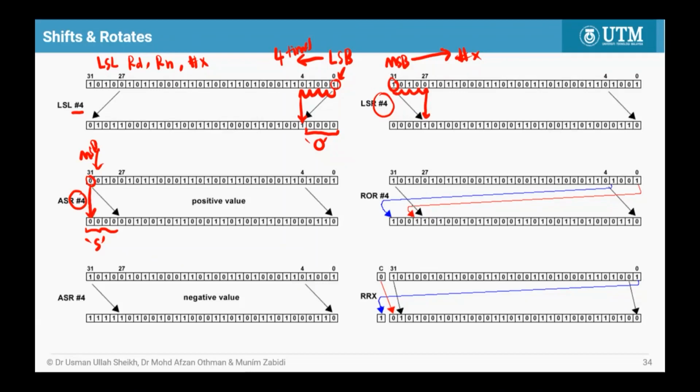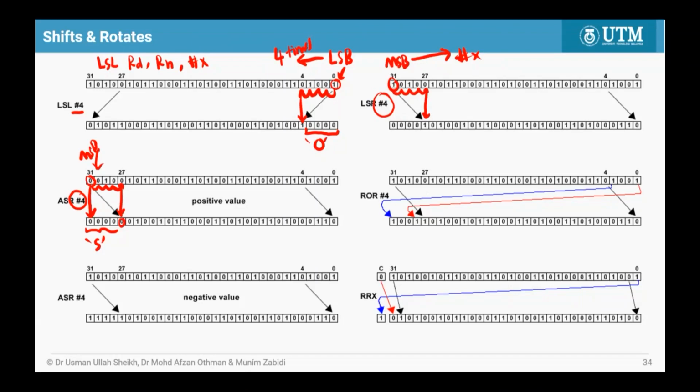First, we copy the most significant bit to bit 31 of our result, and then we shift it to the right depending on how many times. Since this is 4 times, if you shift to the right 4 times, it becomes 0 here, and the rest of the bits here you copy back and put here.